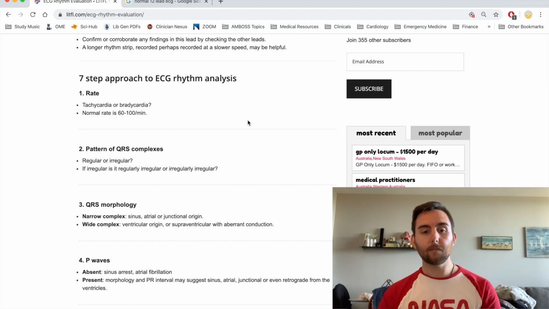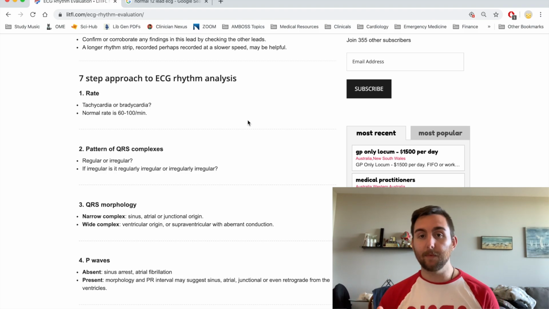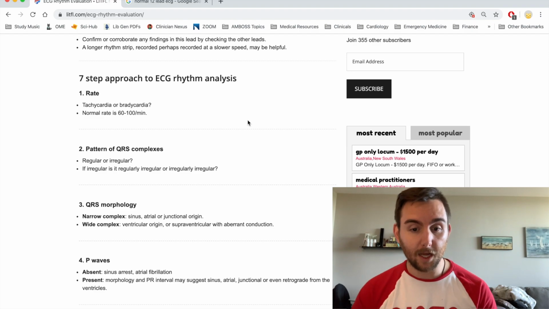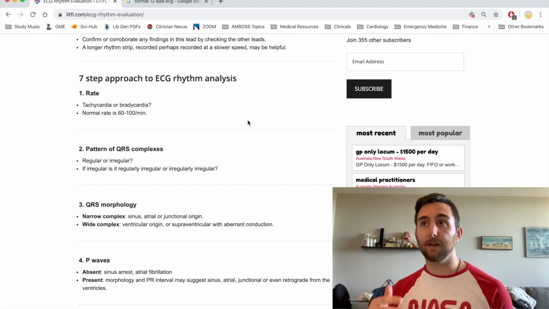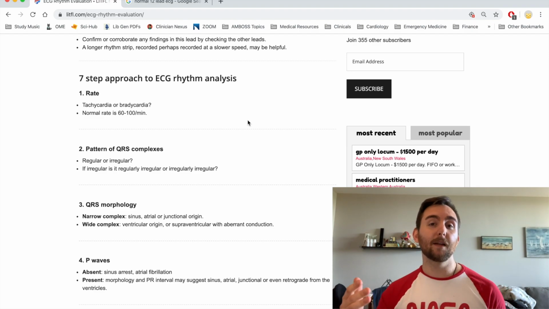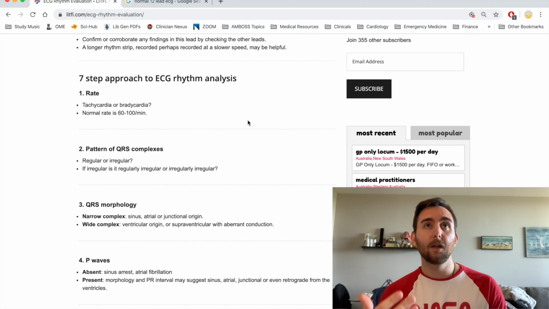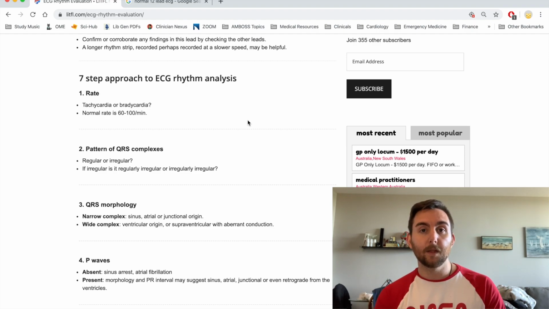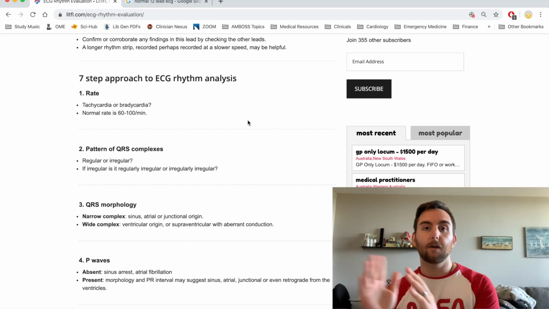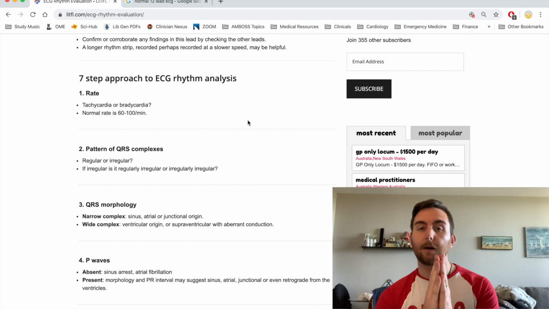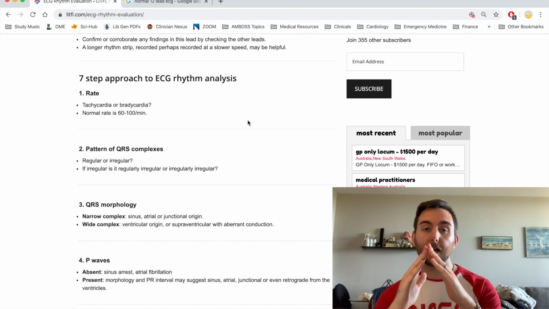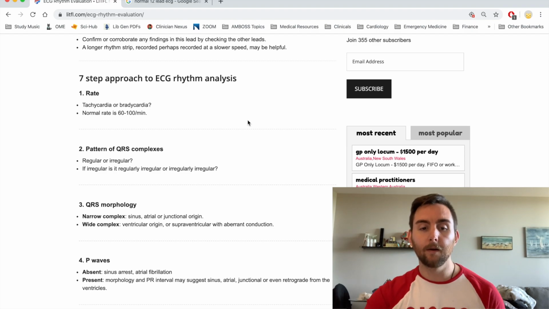That's good. If it's wide, that means that there is some sort of bundle branch block, or the electrical complex is coming from the ventricles itself. QRS complex should not be wide. Or it could be an electrolyte abnormality. So without going into all those details again, the QRS complex can be narrow or it can be wide. It should typically be narrow.